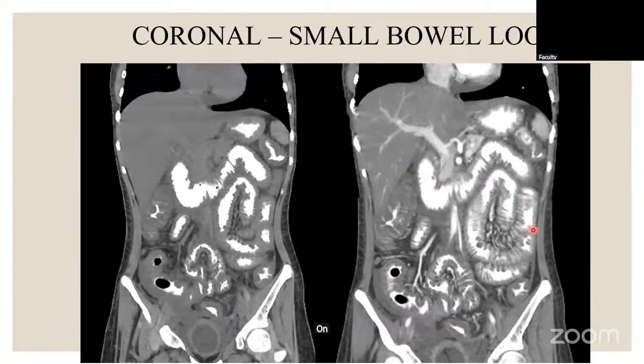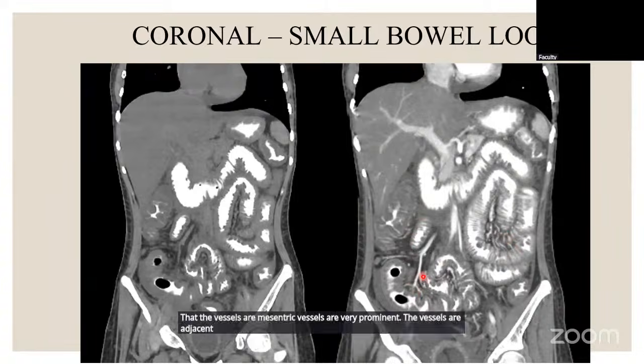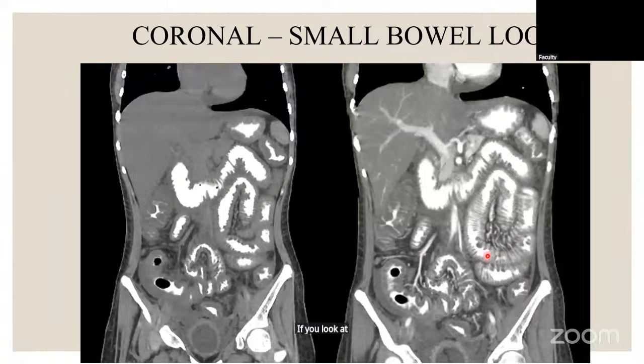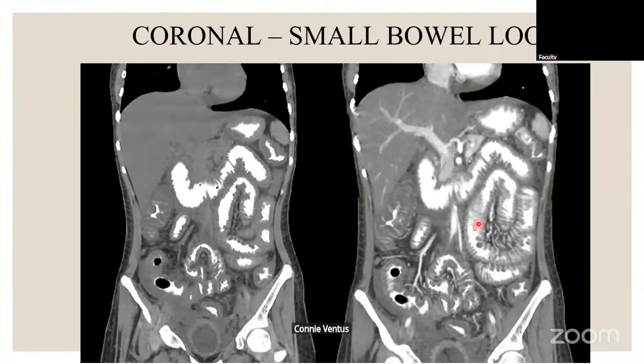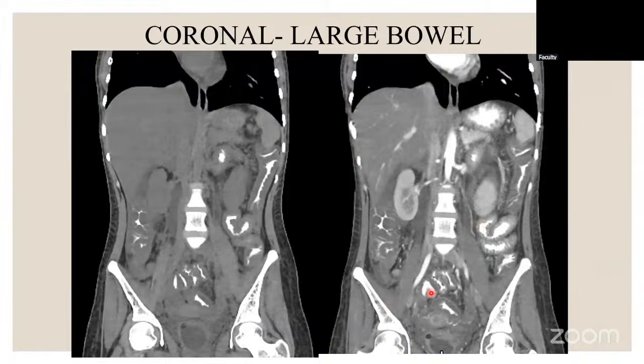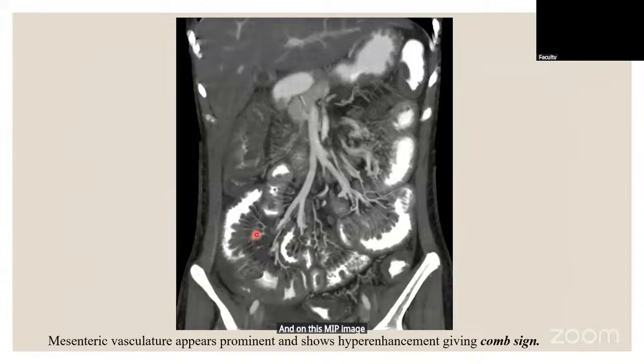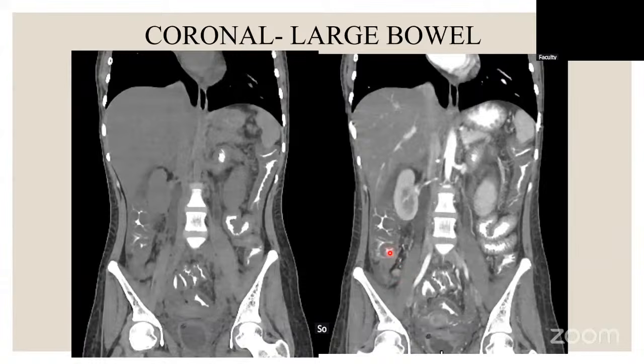On this plain and post-contrast image, we are also able to see that the mesenteric vessels are very prominent. The vessels adjacent to the colon are also very prominent, giving rise to the comb sign. If you look at these jejunal loops, they are showing mucosal spikiness. There is concertina, valvulae conniventes is thickened. And on this MIP image, there is typical Crohn's sign seen with few lymph nodes. So the involvement is of the entire colon and all these small bowel loops, associated with a little bit of ascites.